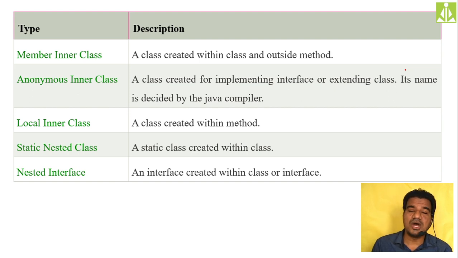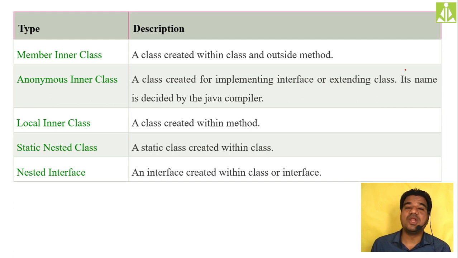Remember this one. Anonymous inner classes, we use these types of classes to implement interfaces or extend classes. Its name is decided by the Java compiler. There is a flexibility that you can give a name, but in general, whenever we implement an interface or extend a class, we don't give a name there. Such classes we call anonymous inner classes. You will understand more clearly when we go to the concept of inheritance and the concept of interfaces.